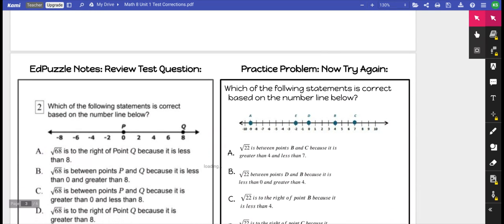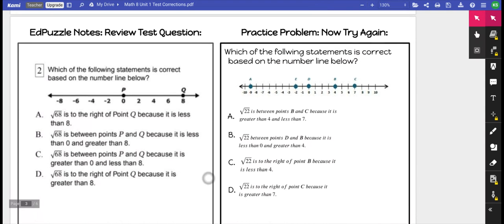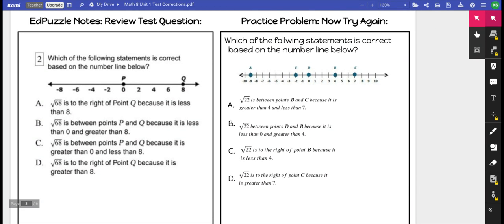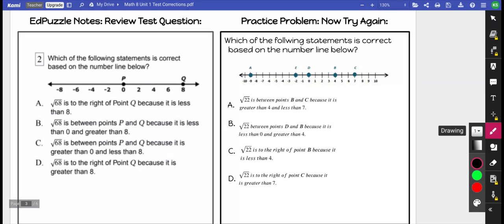Okay, so let's get started with the first problem. So on the left is the one we're going to do together. On the right is the one that you guys are going to try on your own. So which of the following statements is correct based on the number line below? It's only looking for one answer because it doesn't say select all that apply. It just says which of the following statements is correct.